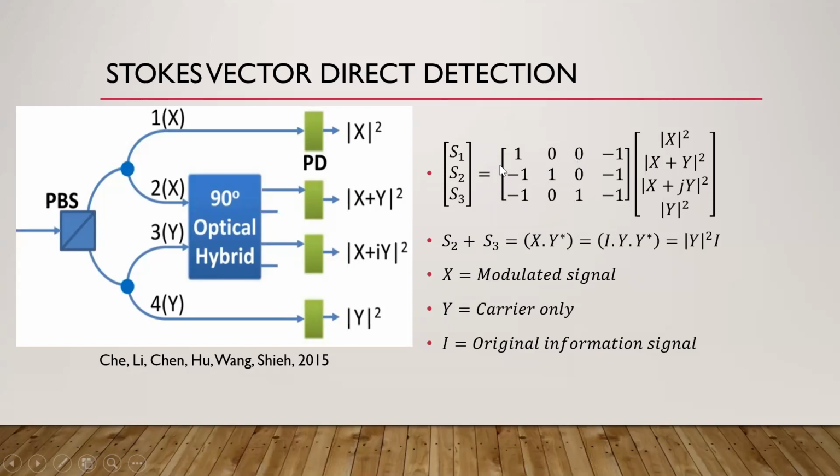So just for example, here we've got S1 is going to be 1 times X squared plus 0 minus Y squared. So that's the first Stokes vector that we want. And then similarly for S2 and S3. So it's a slightly different circuit, but does the exact same thing really.